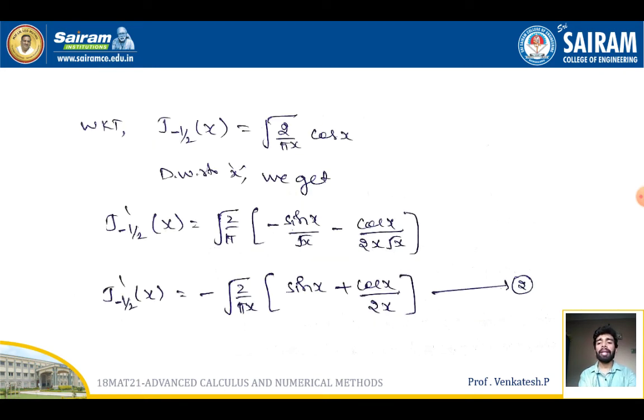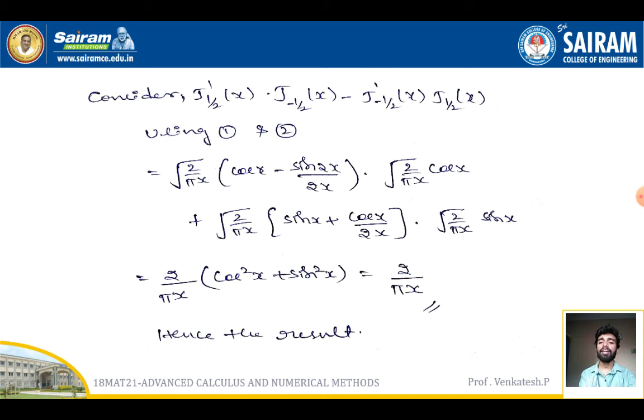On multiplying the equations, I got the equation like square root of 2 by pi x into cos x minus sin x by 2x into square root of 2 by pi x cos x, minus, again square root of 2 by pi x into sin x plus cos x by 2x into square root of 2 by pi x sin x. Here I can take the common factor as 2 by pi x. After multiplying this one with this one, I'll get 2 by pi x. Same thing here also, I got 2 by pi x. On simplifying it, I'll get cos square x here minus sin x cos x by 2x, sin square x here plus sin x cos x by 2x.